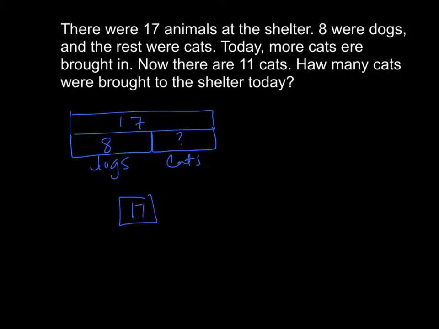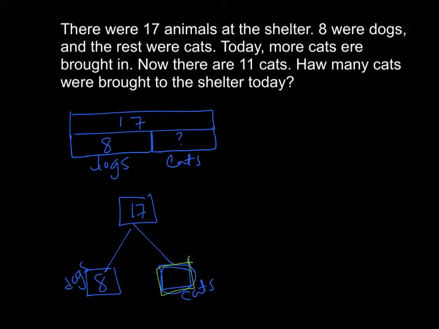We have a total of 17. We break it up. 8 of them were dogs, and the rest were cats. Okay. Today, more cats were brought in. So whatever we got for the cats, we can figure it out at this point. Whatever number that was, I'll just write down cats, more were brought in. So we brought in some more cats.